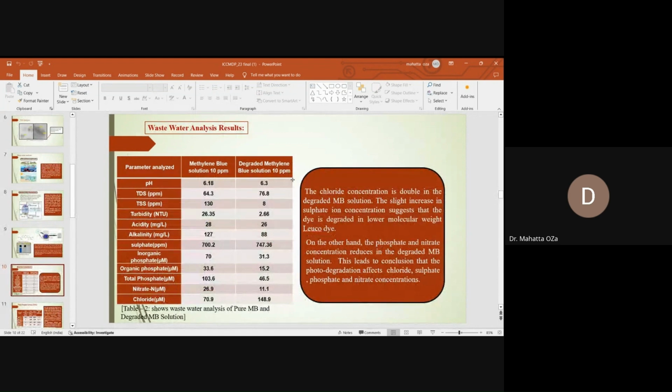These are the wastewater analysis results. From this result, we conclude that the chloride concentration is double in the degraded MB solution. There is a slight increase in sulfate. This suggests that the dye is degraded into lower molecular weight compounds. On the other hand, the phosphate and nitrate concentrations reduce in the degraded MB solution. This leads us to conclude that the photodegradation affects chloride, sulfate, phosphate, and nitrate concentrations.